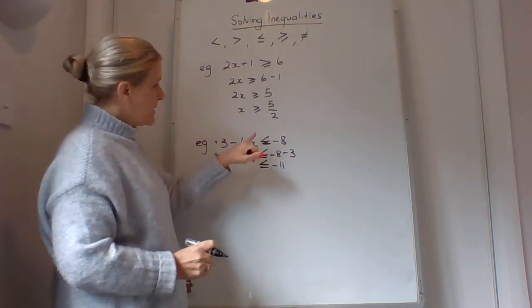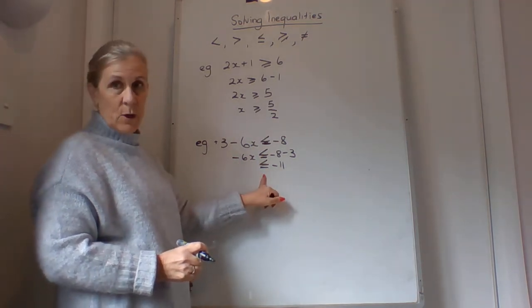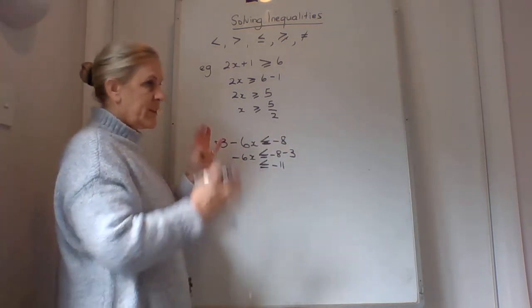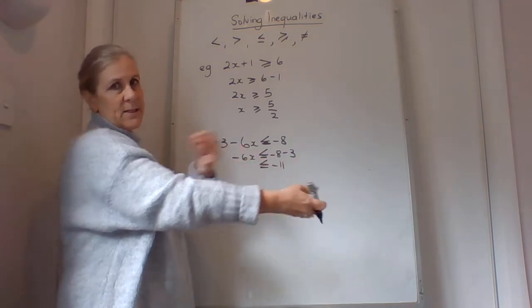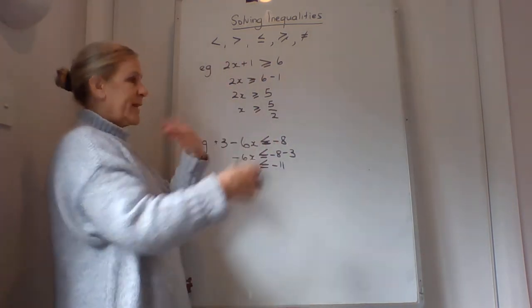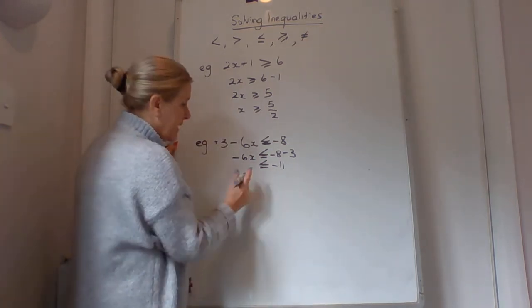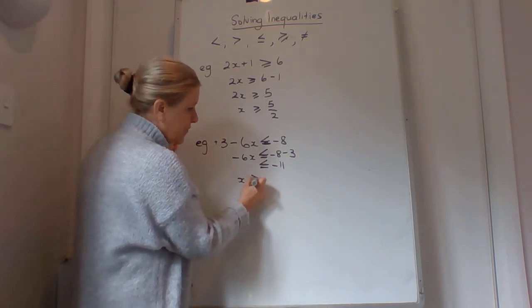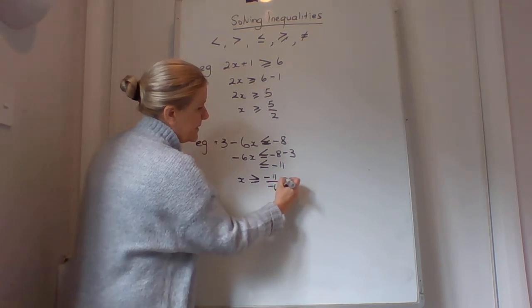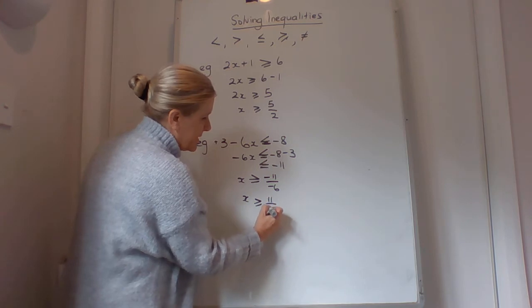Right. So when we divide by a negative, when we've got an inequality, we have to turn the inequality around because we're actually dealing not with the negative x's, but with the positive x's. So we have to undo it. It's like a negative of the statement. We're negating everything. So we end up with x is greater than or equal to negative 11 over negative 6. So x is greater than or equal to 11 over 6.